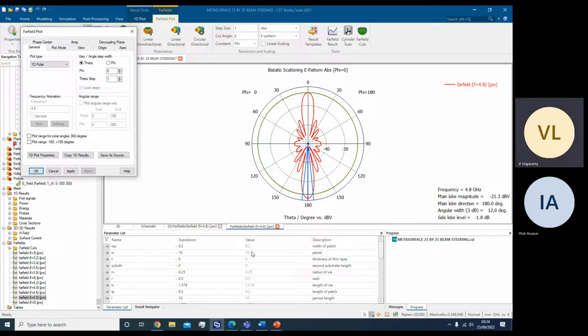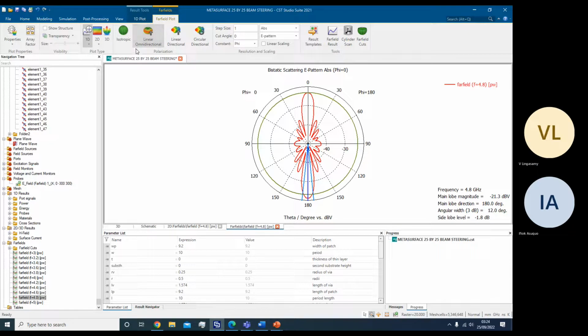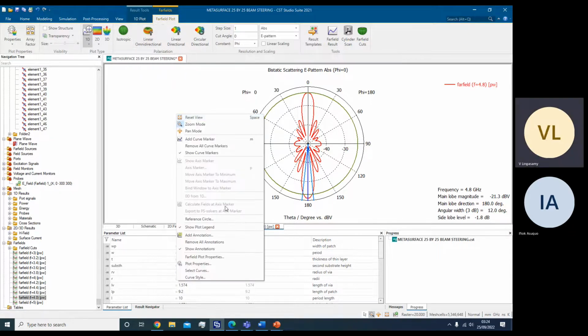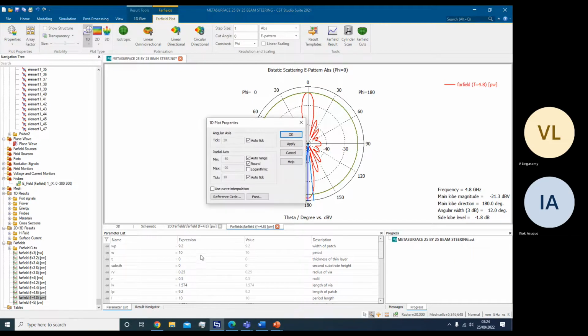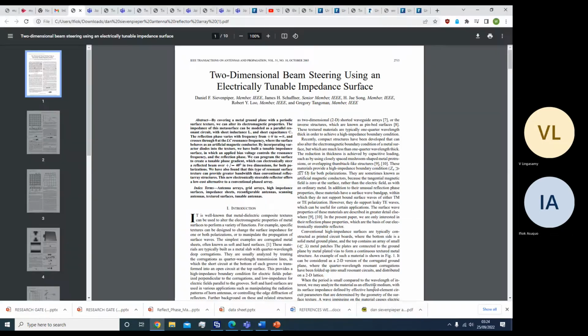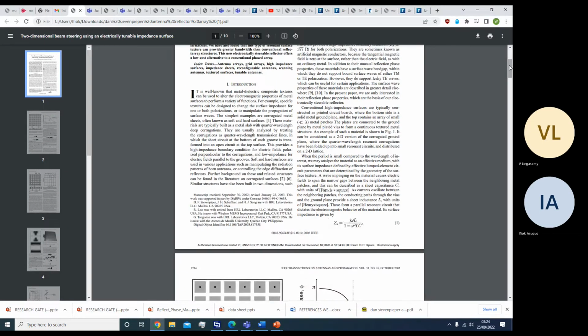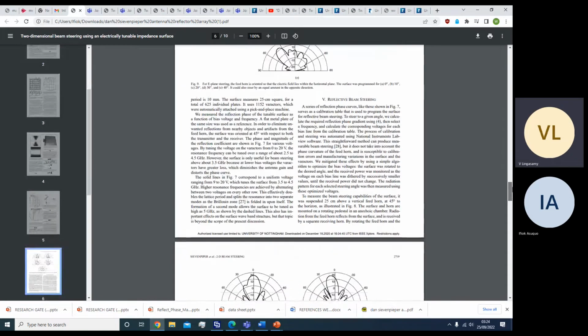So can you cancel this one. Right click again. Plot properties. Okay. Because the paper says, you can see here, I don't know whether I'm correct. No, that's see, the thing is, see.